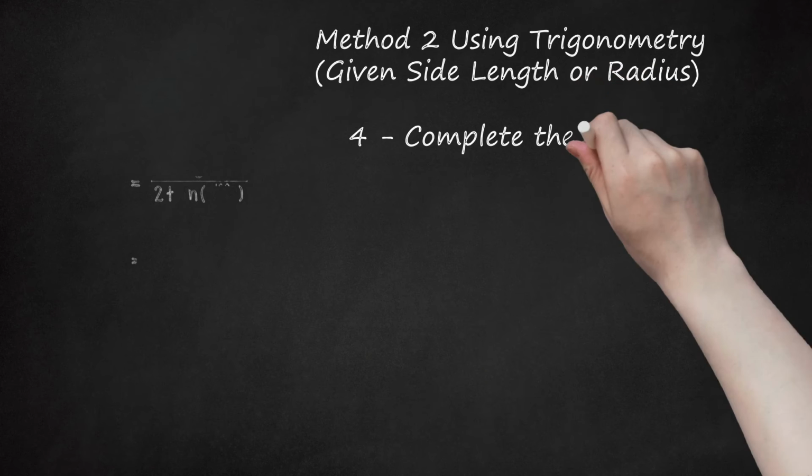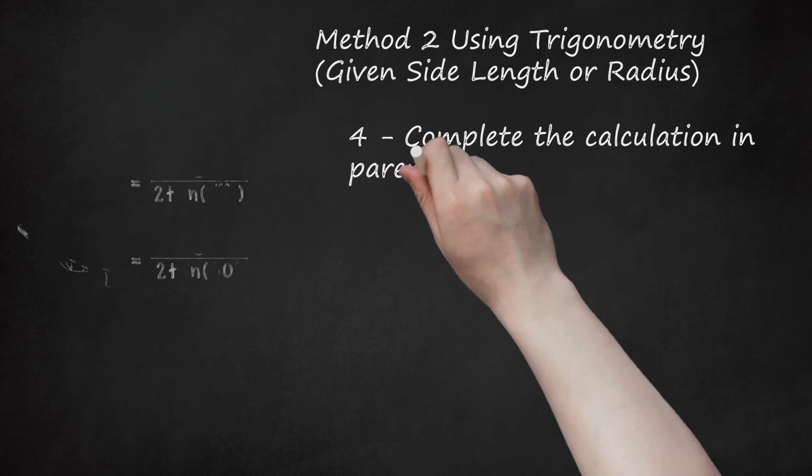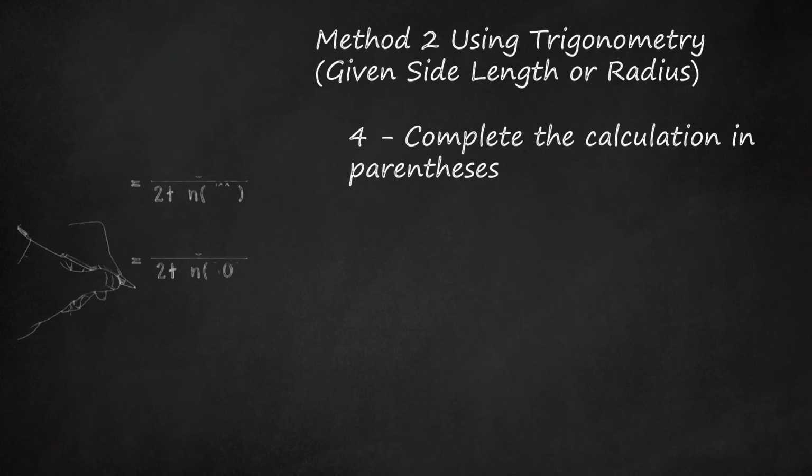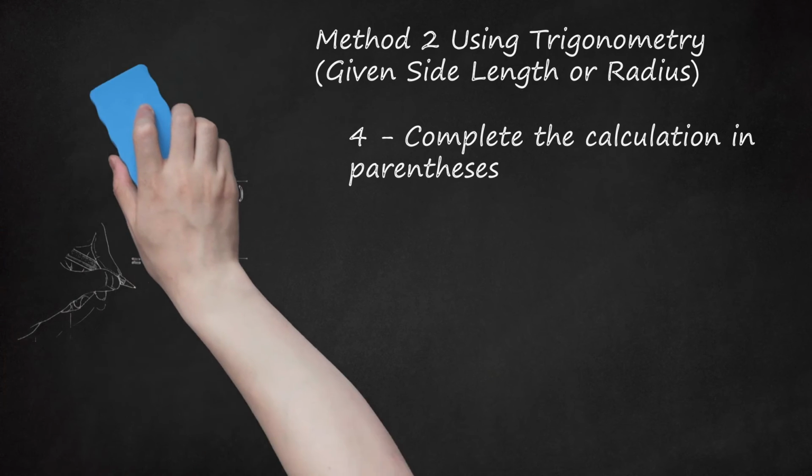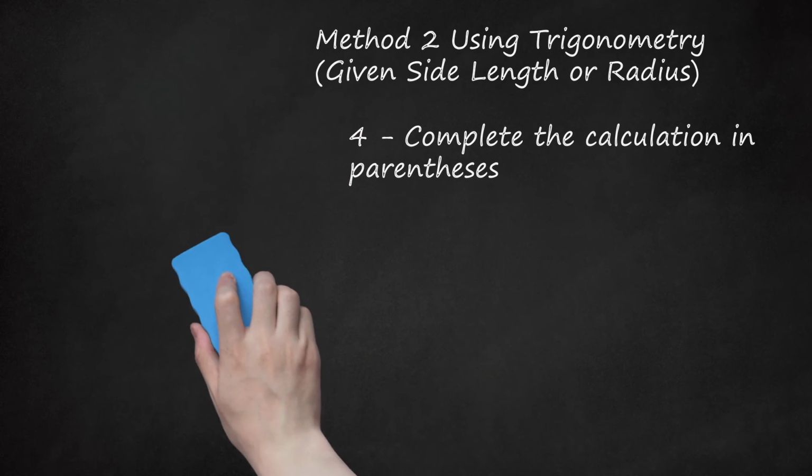4. Complete the calculation in parentheses. You are finding the degrees you will use to calculate the tangent. For example, 180/6 = 30, so the formula now looks like this: 8 / (2 tan 30).